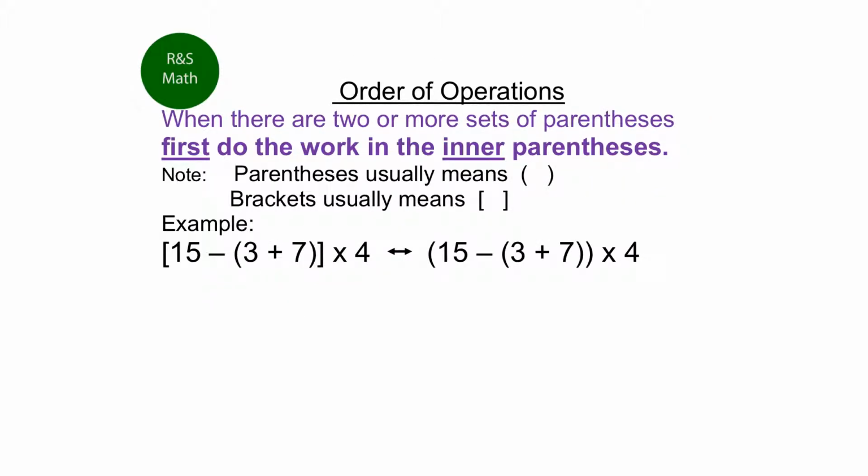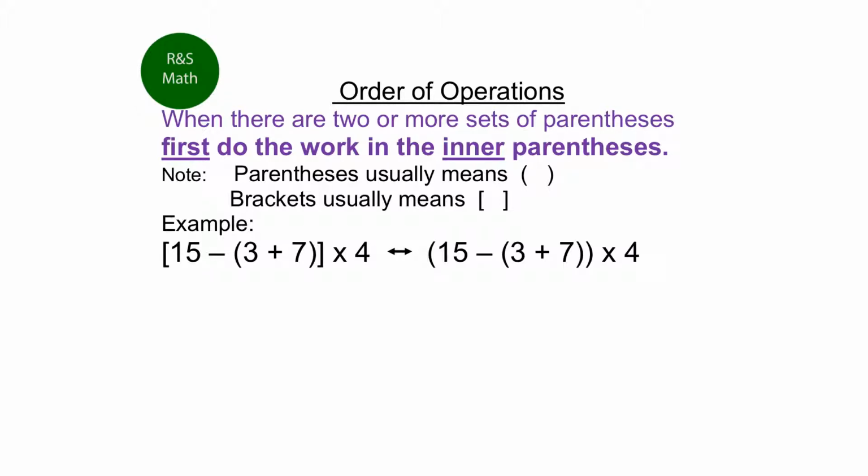We'll still follow the rule. When there are two or more sets of parentheses, first do the work in the inner parentheses. I want to point out that in this rule, we say parentheses, but we mean either parentheses or brackets. The word parentheses usually means these round, curvy things that you're used to calling parentheses. The word brackets usually means the squared-off brackets, like this.